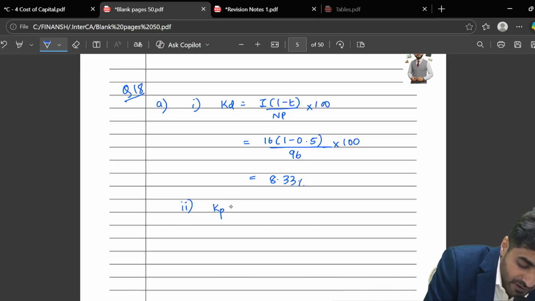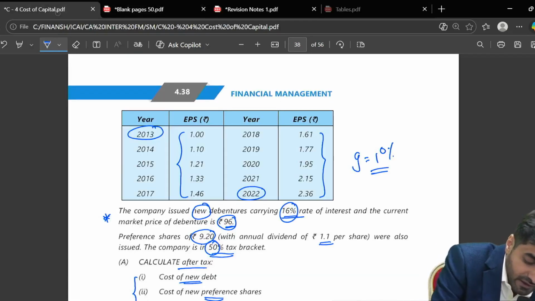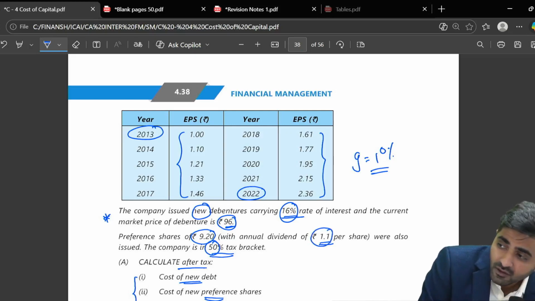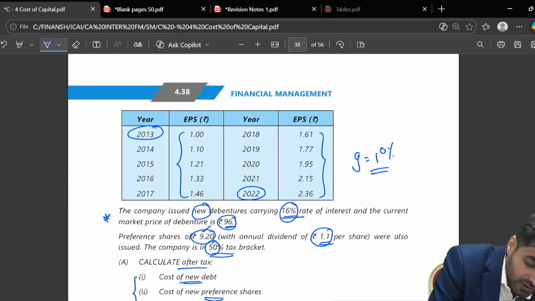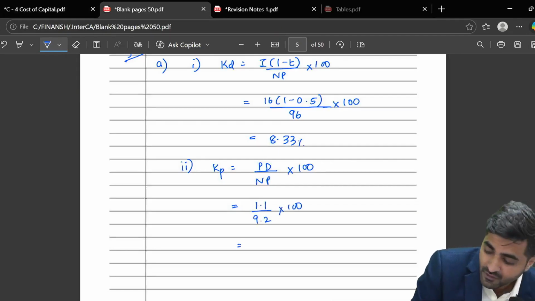What about the second part? KP. Can I say that will be nothing but preference dividend upon net proceeds into 100? What's your preference dividend, my dear students, what's your annual dividend? 1.1. What's your market price? 9.2. So now how are we going to calculate? 1.1 upon 9.2 into 100. Can you give me the answer?